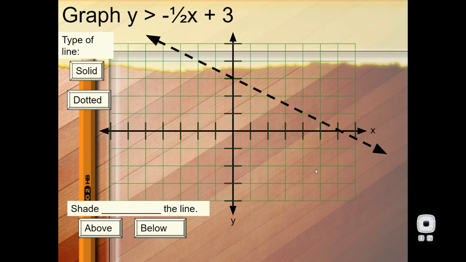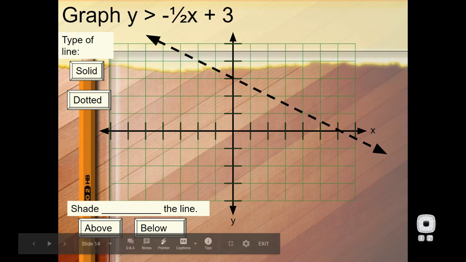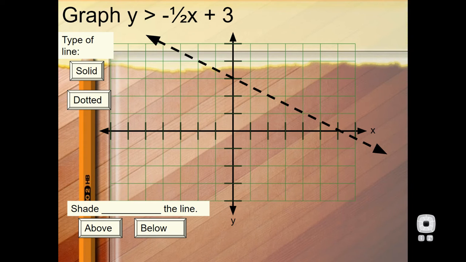All right. So it is y is greater. So do I shade above? Where do I shade? And do I shade above the line or below?